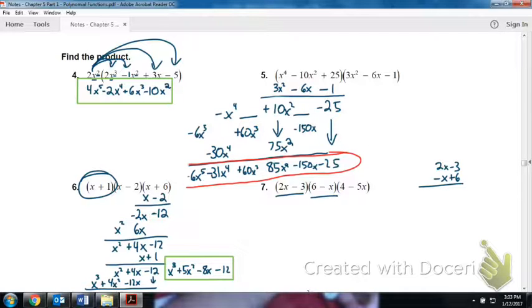6 times negative 3, that's negative 18. 6 times 2 is 12, so that's 12x. Negative x times negative 3 is positive 3x. Negative x times 2 is negative 2x squared. Combine my terms. It's negative 18. 12 plus 3 is 15. And then negative 2x squared.